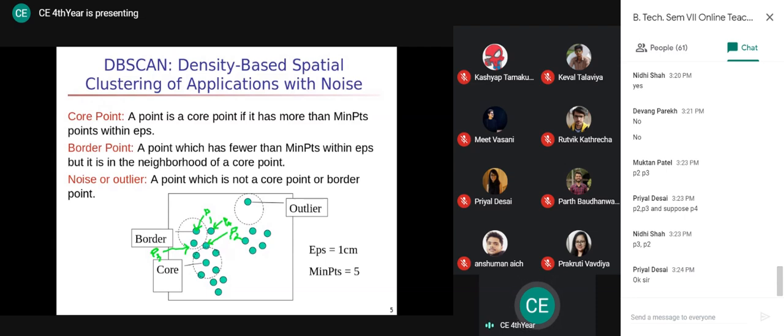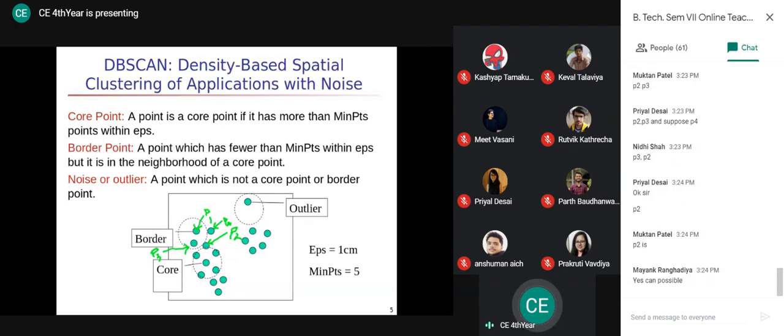Out of all the neighbors of P1, can we have any single one or more neighbor which is actually a core point? That means right now for P1, the neighbors are P2 and P3. So out of P2 and P3, do we have any of them as a core point? Yes, P2. If any of your neighbors is a core point, you can say the particular point P1 is a border point.